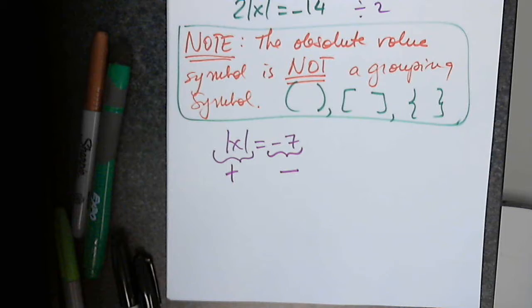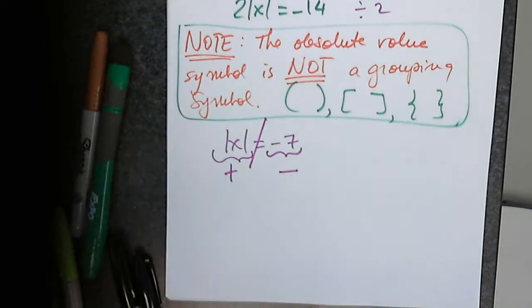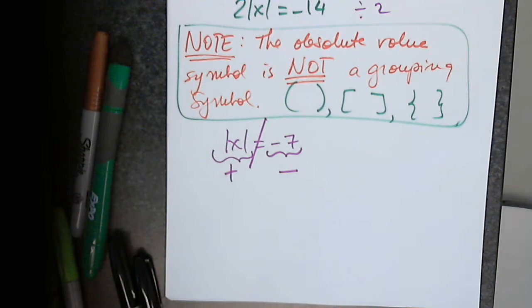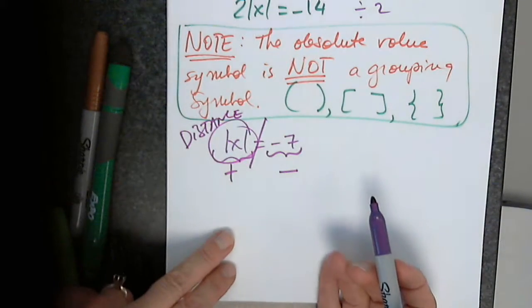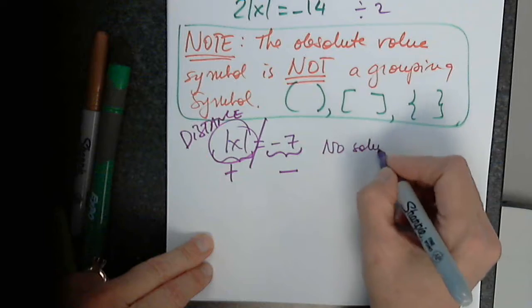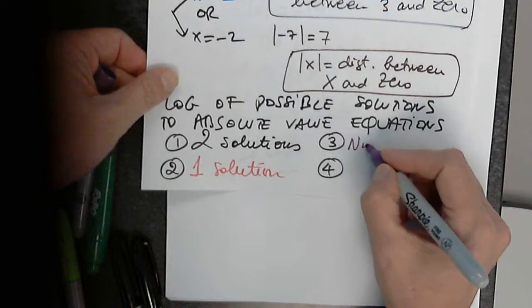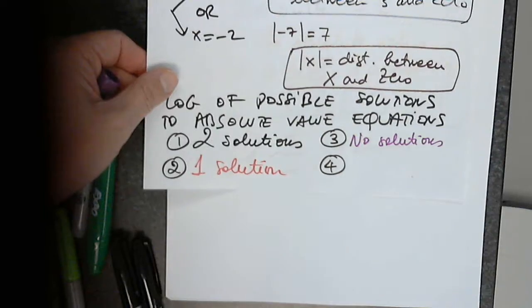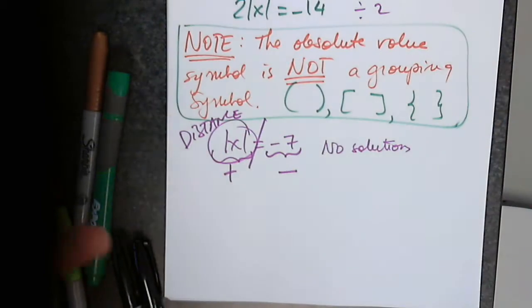So what do we conclude? Absolutely. A positive number cannot equal a negative number. The distance, that's why I gave you the example, the distance between me and Nicole cannot be -7 feet. There's no such thing, right? And this is a distance. So the distance equals -7. Obviously, it says no solutions. So that's our third option here. No solutions. Okay? Is that clear? So the distance cannot be negative.